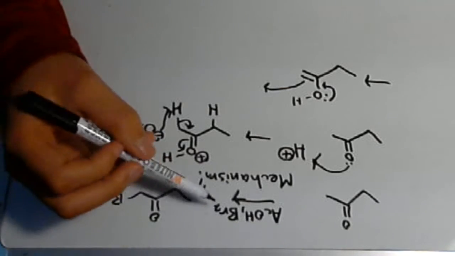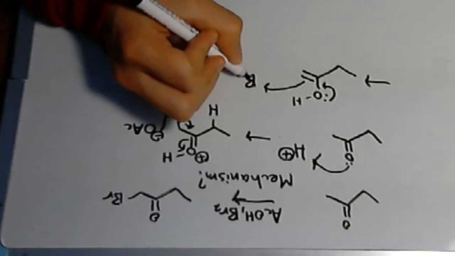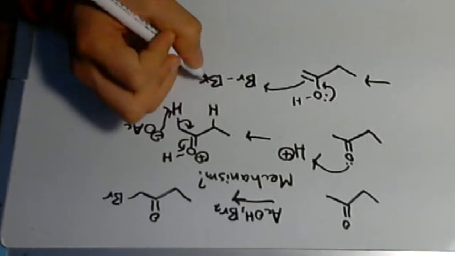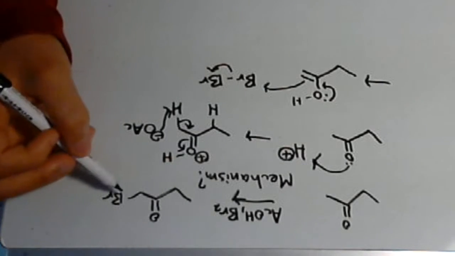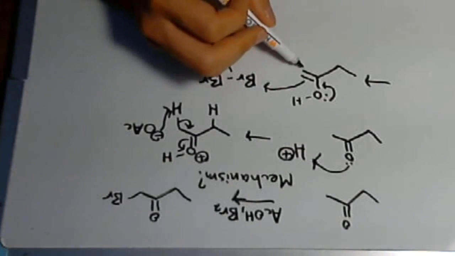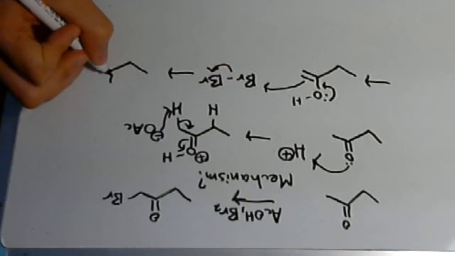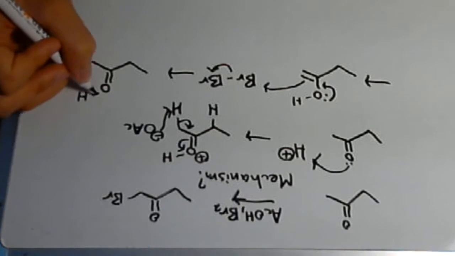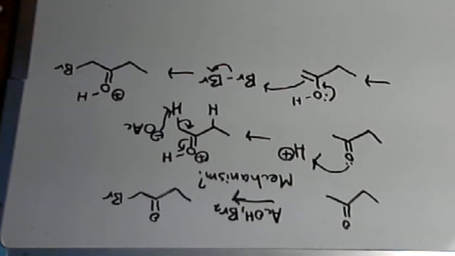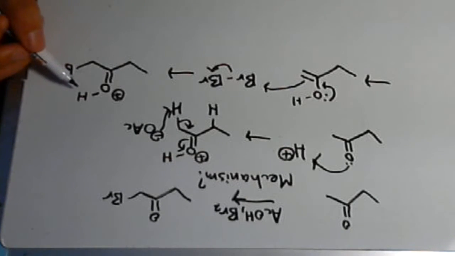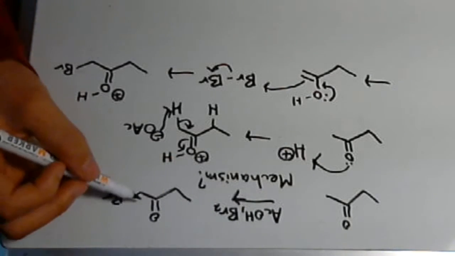And what's the most electrophilic compound we have here? Br2. So it's going to attack a Br. This bond is going to break. And that's how we attach that Br to this carbon. So we draw the result of that. We're going to get this OH plus. So we're almost at our product.